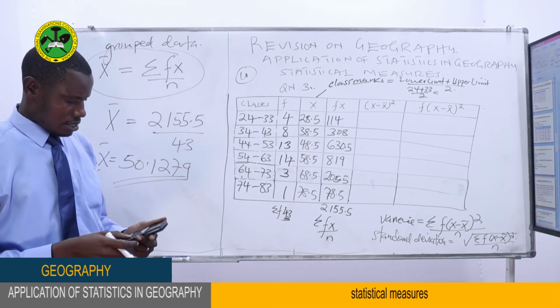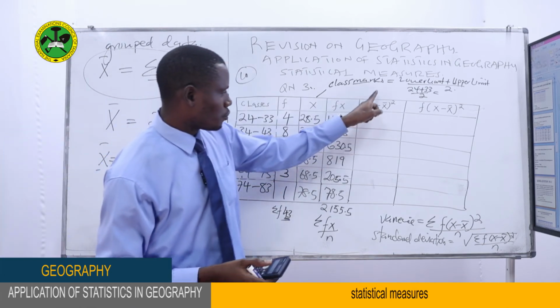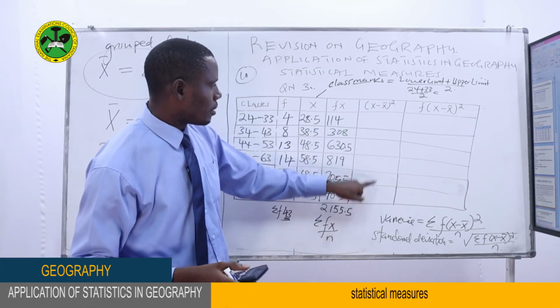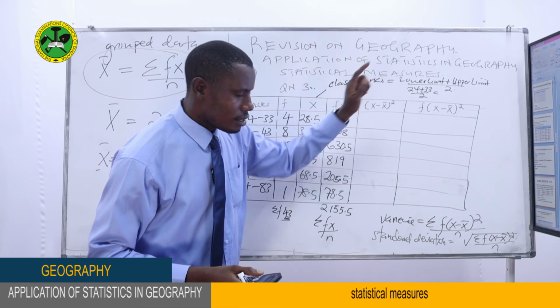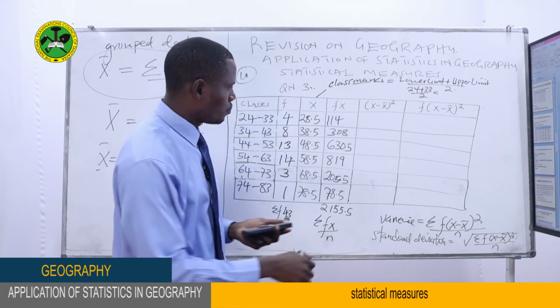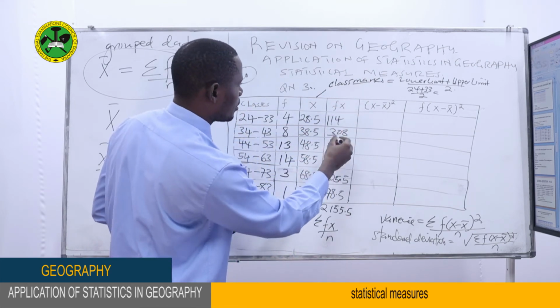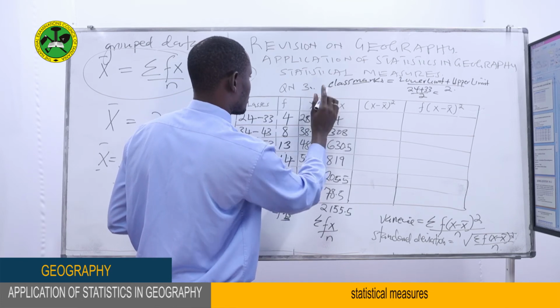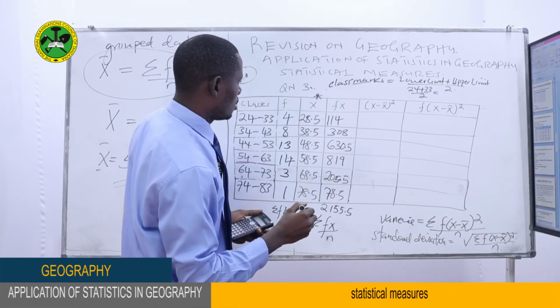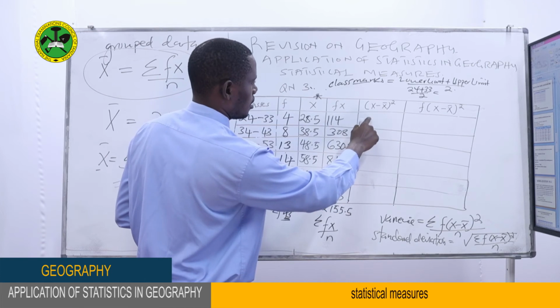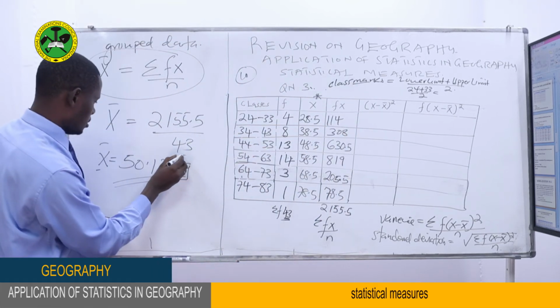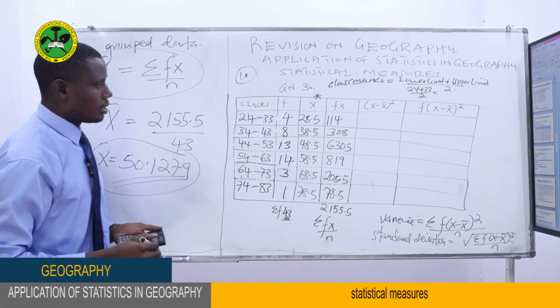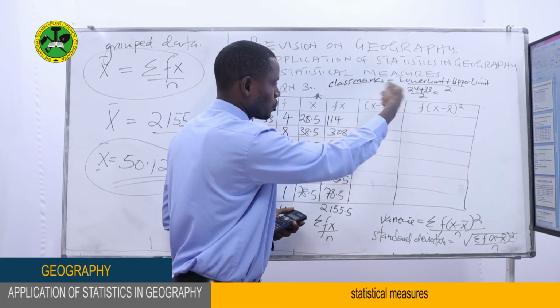50.1279. So from there we go to the next column, because we should fill that column. That column is about bracket x minus the mean, then square. So what we do over there, we'll be dealing with that column. The column for the class mark, we have it here. Then we minus the mean, because we have the mean, it's already there. And then we square it.